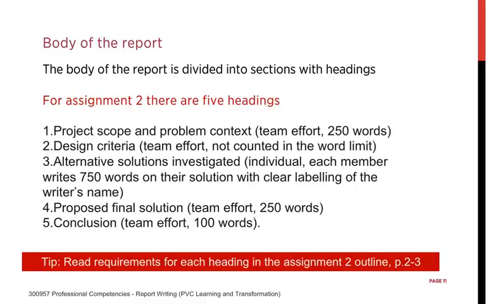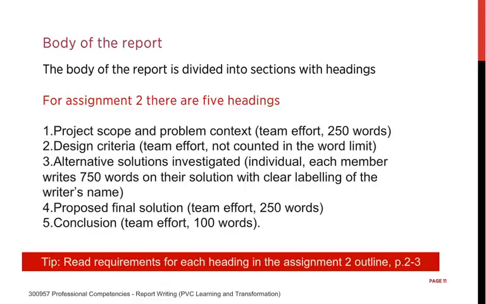Number 1, the project scope and problem context. This will be team effort and should be 250 words. Number 2, design criteria. This will also be team effort but is not counted in the word limit. Number 3, the alternative solutions investigated. This will now be individual. Each member writes 750 words on their solution with a clear labeling of the writer's name.